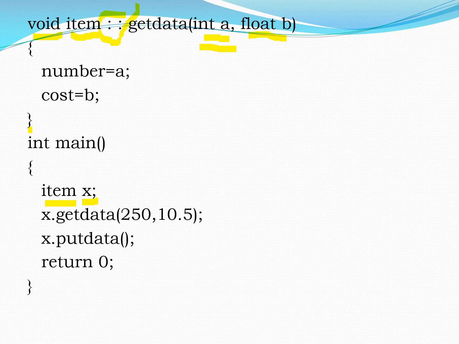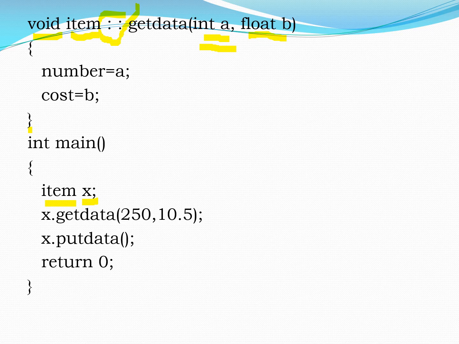inside the class or outside the class. Once we have a semicolon there inside the class, it is understood that it is being written outside the class. The value passed for the first argument, that is 250, is allocated to the first location, that is a. The 10.5 value is allocated to b. Now a value is 250 and b value is 10.5. The working of it ends here.